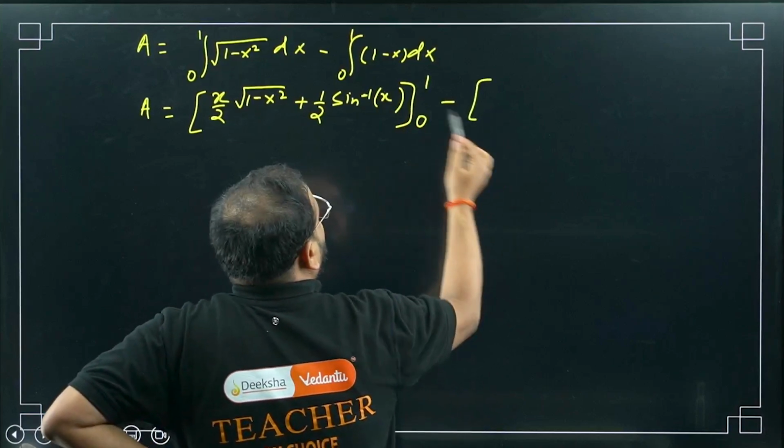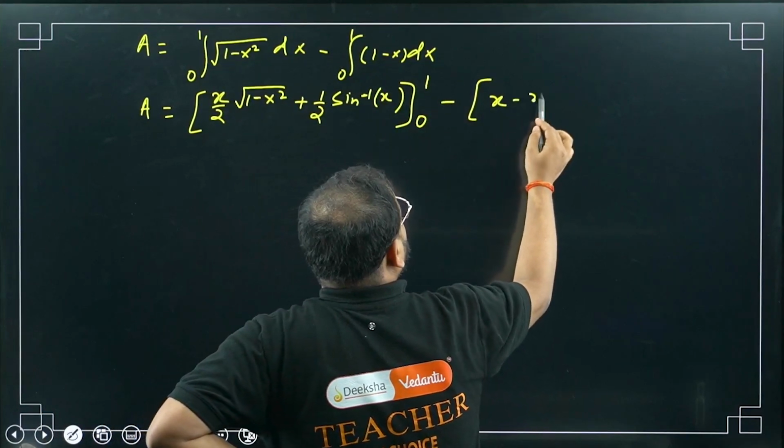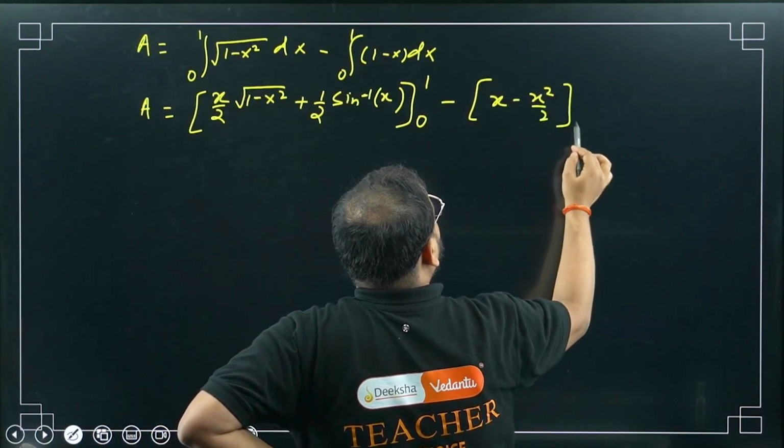Now minus sign will come. For this I'll get what? For 1 I will get x. For this I'll get x square by 2. From where to where? Again 0 to 1.